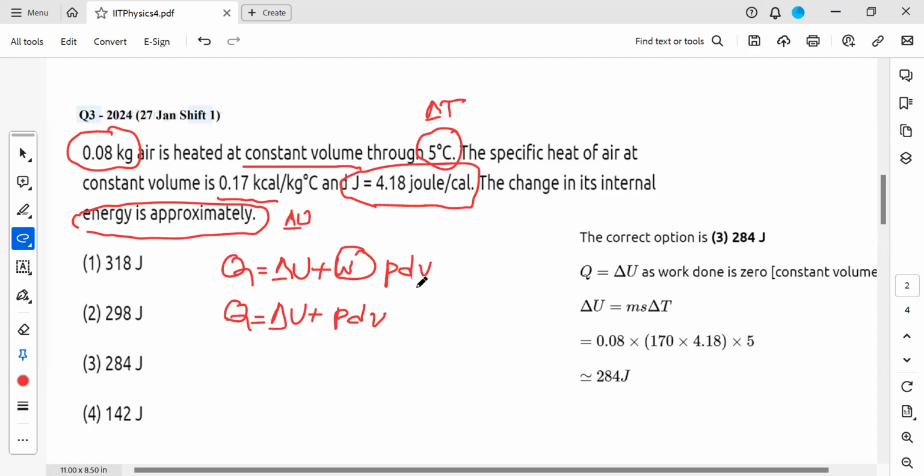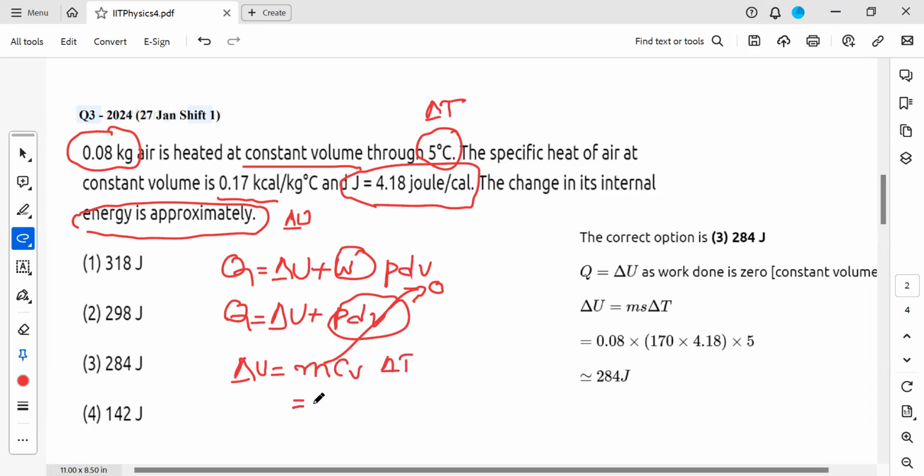Since it is a constant volume process, the change in volume is 0. Therefore, this term is equal to 0. Therefore, we can write delta U is equal to Q, that is M CV delta T.